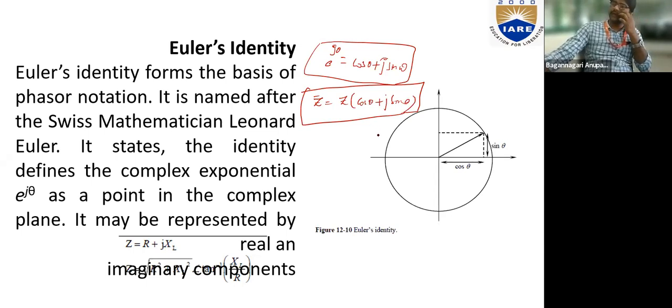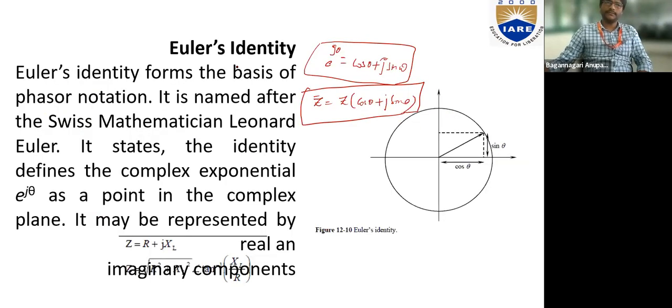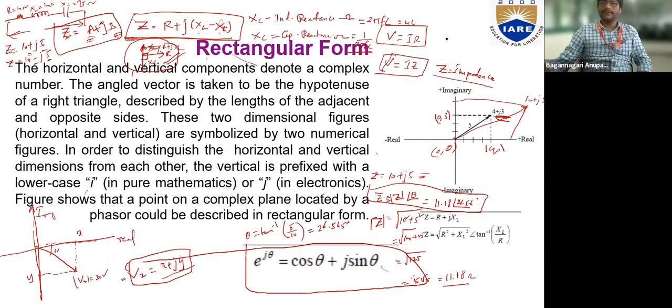Am I clear with this? This is one of the representations, but mostly we use those two, polar and rectangular, for most of the cases. We use polar form of representation for multiplication and division most of the time. For multiplication and division, I also write it as cross and divide, right? We use polar form. And where do you use this rectangular form? We use rectangular form for addition and subtraction.